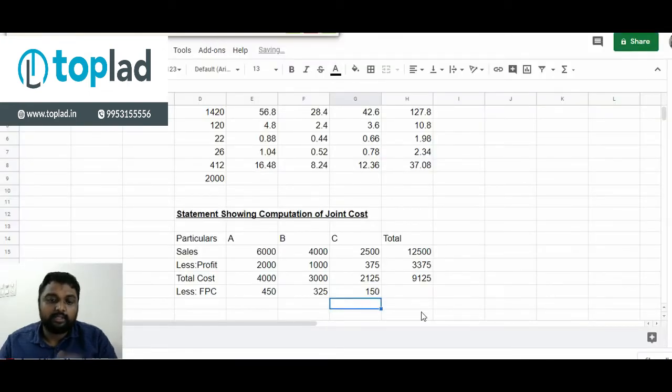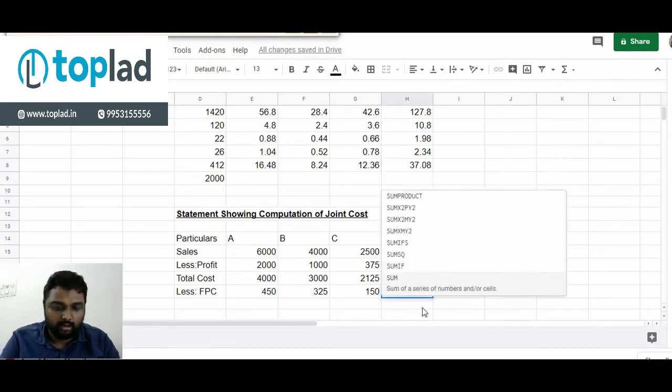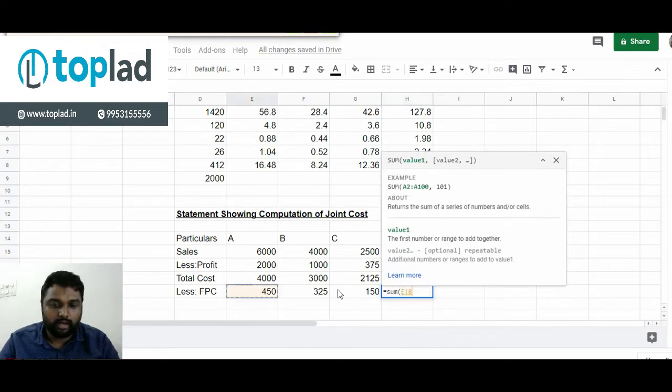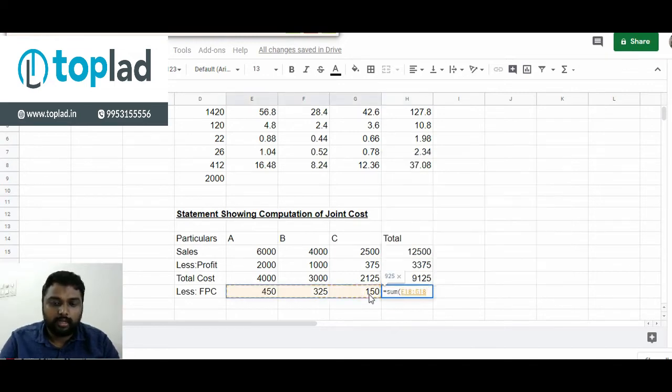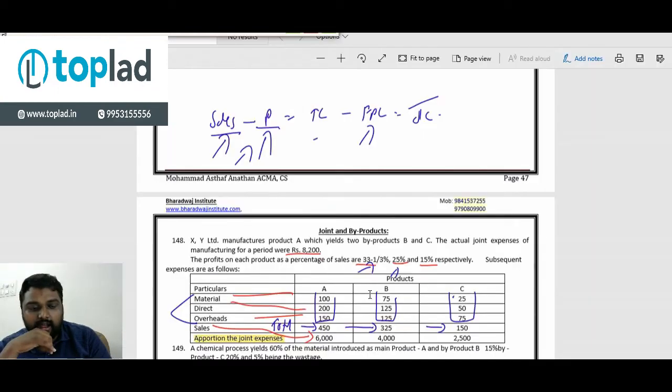See, there is a speciality under joint cost. You can counter check whether your answer is correct or not. How? The question has already given the joint cost. The already given joint cost is what? 8,200, which has to tally.